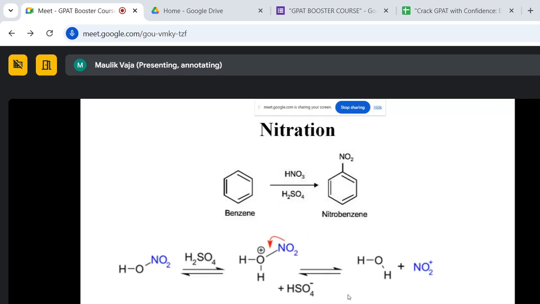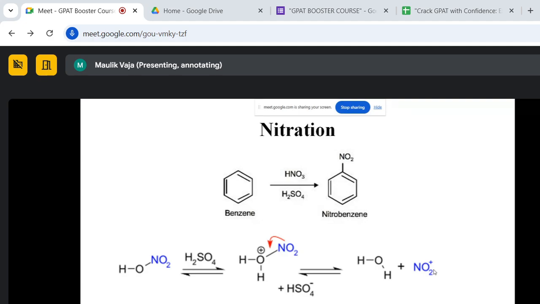If we take an example of a simple nitration reaction, with HNO3 and H2SO4, you will get nitrobenzene from benzene. So what is the reaction mechanism? The first step is generation of the electrophile. The structure of HNO3 is NO2OH. What is the role of H2SO4? H2SO4 protonates this oxygen, and it will generate NO2 plus.